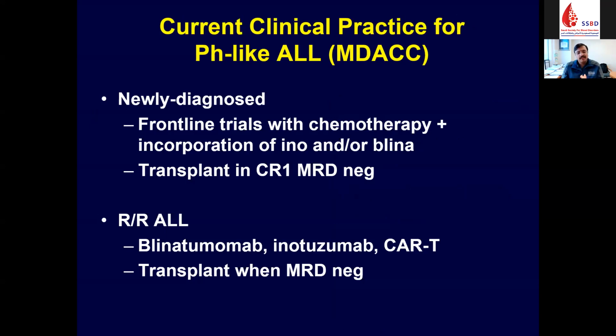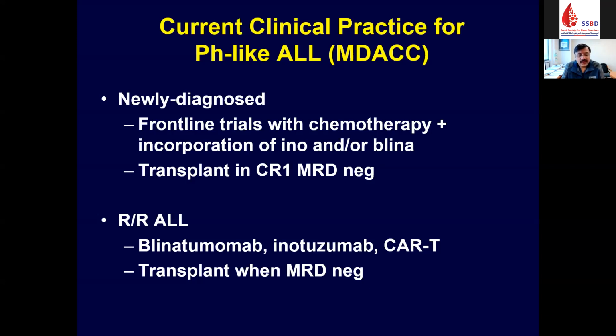So coming to my last slide and maybe a brief summary slide at the same time. Our practice at MD Anderson for newly diagnosed patients: at this time, in our frontline trials at MD Anderson, we are not relying only on chemotherapy. As many of you may know, we are incorporating inotuzumab as well as blinatumomab in the frontline regimen, like in sequential cycles. I think that's really important for these patients because, as I showed you, chemotherapy alone is not the answer. And at least in my practice, if someone becomes MRD negative, I try to transplant them in CR1, especially if they're young and of transplantable age.